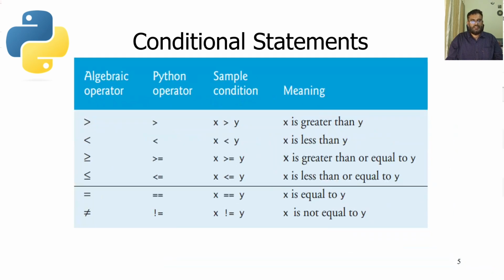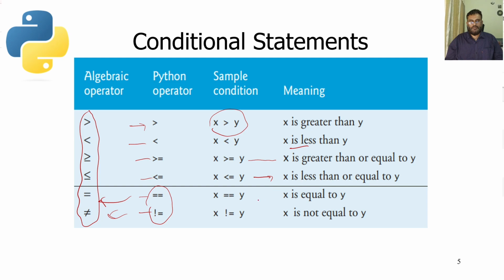These are the algebraic operators which you might have used in several of your preliminary courses. Corresponding to these, we have these Python operators: the greater than operator, the less than operator, the greater than or equal, the less than or equal, the equals and the not equals operator. This is Python's way of representing these operators. So by means of operands, x greater than y, x less than y, x greater than or equal to y, x less than or equal to y, x equal to y, and x not equal to y.